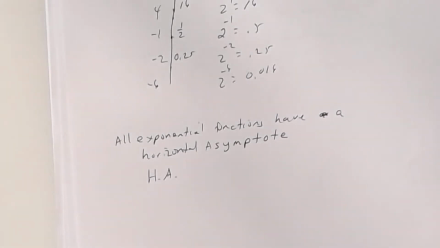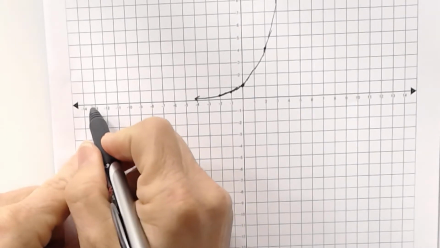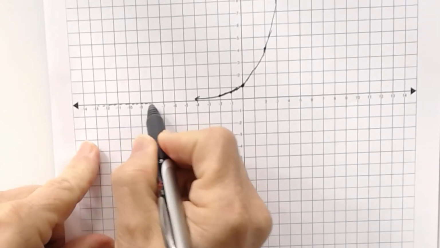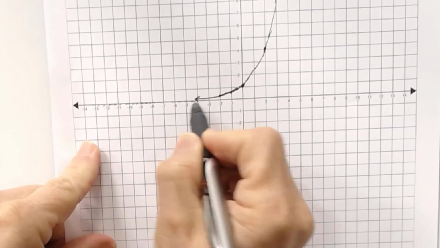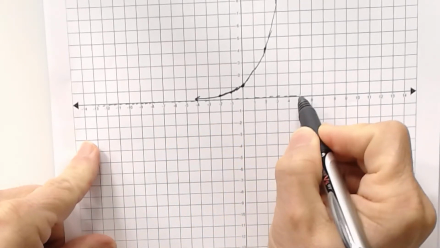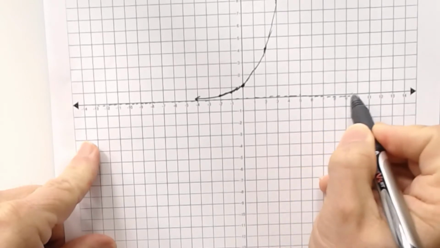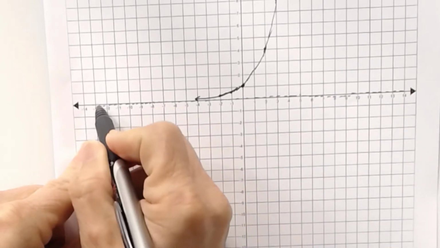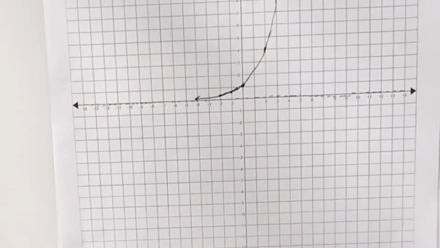So this horizontal asymptote here is the x-axis, right? You see I'm drawing a dotted line right here to represent the horizontal asymptote, putting a dotted line on the x-axis, kind of like this. So that's going to represent the horizontal asymptote. Now, what kind of line is the asymptote? Horizontal.